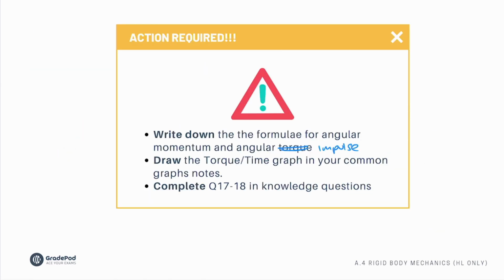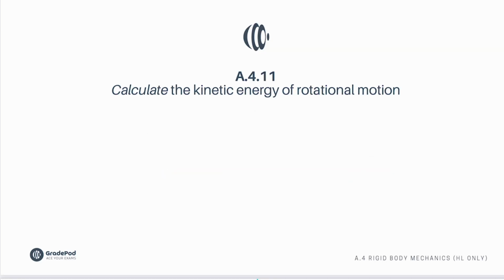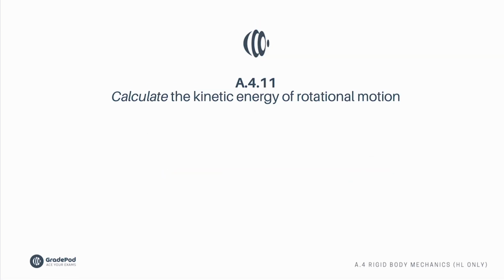Head to your revision note template, write down the formulae for angular momentum and angular impulse, draw the torque time graph in your notes, and go to questions 17 and 18 in your knowledge questions. We're so nearly there. We have one last learning objective. Learning objective 11 is calculate the kinetic energy of rotational motion. I don't even know if I need to go on to the next slide, but let's have a think about it before we do.